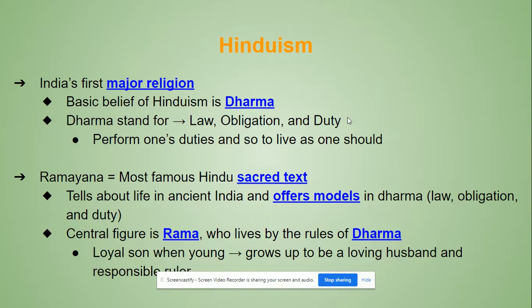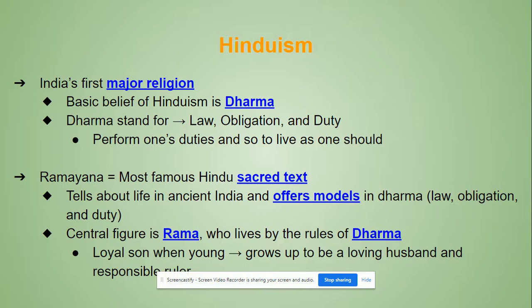It's actually more of a story than a text, and a lot of the Hindu beliefs are not necessarily written down in texts like we think of with the Bible or the Quran. A lot of them are stories that have been passed down all the way back to the Aryans, which you guys should have read about earlier in today's lesson. It tells about life in ancient India and offers models about how you're to be obligated to this duty.